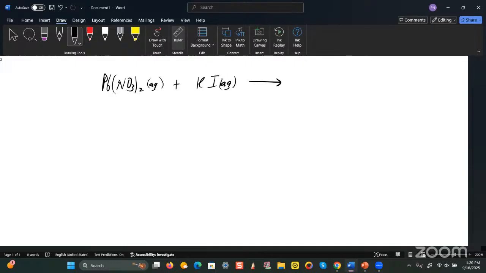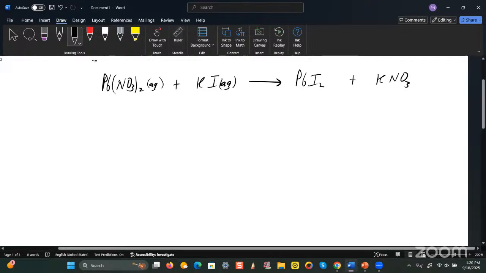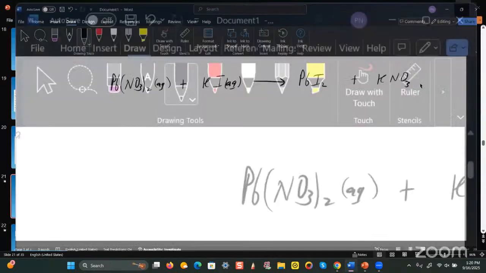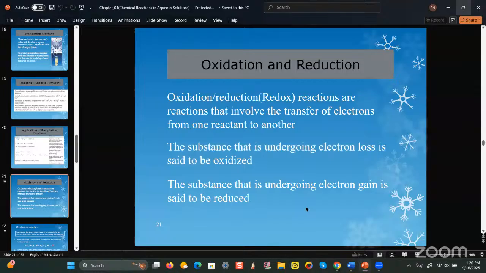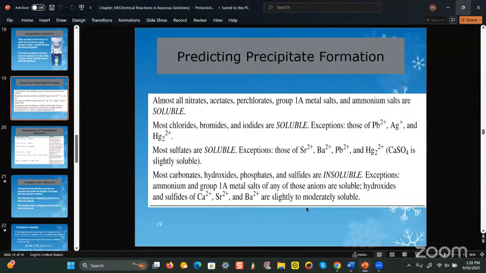We have an exchange of ions, right? So we can predict that one of the products of this reaction would be lead 2 iodide, and the other product would be potassium nitrate, right? Now, the thing is, we have to make a prediction as to whether or not these compounds would be soluble in water. So that means we have to go back to the table that I showed you earlier. So let me go back to the table.